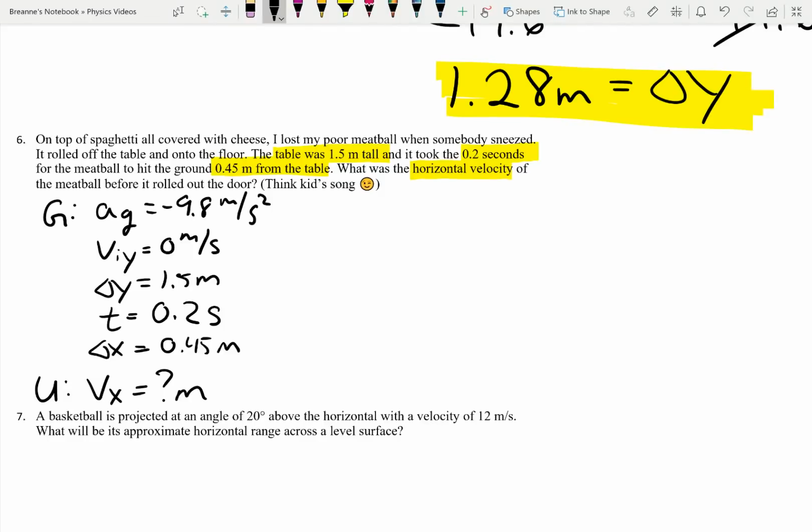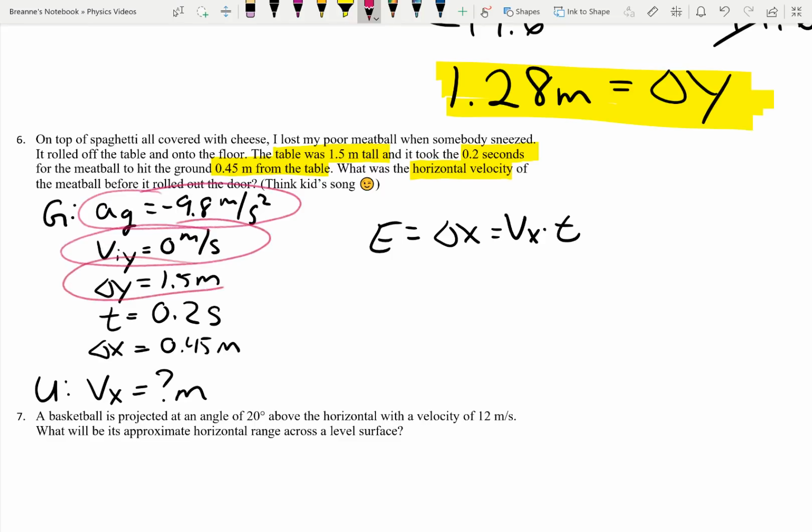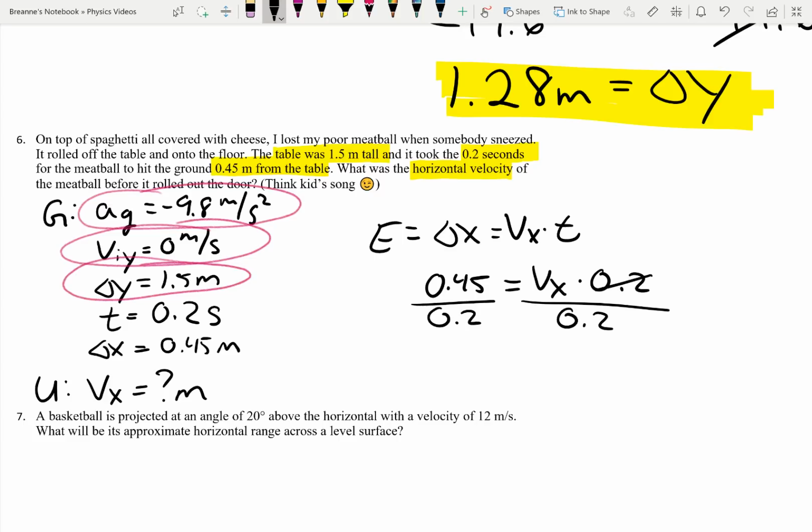So if we look at it, we have our distance in the x, and we have our time. So our equation is just going to be delta x equals vx times t. Again, we have extra information, and it's okay we have extra information. So our delta x is 0.45. We're looking for our velocity, and our time is 0.2 seconds. We want our velocity in the x by itself. They're being multiplied. The opposite of multiply is divide. What you do to one side, you've got to do to the other.